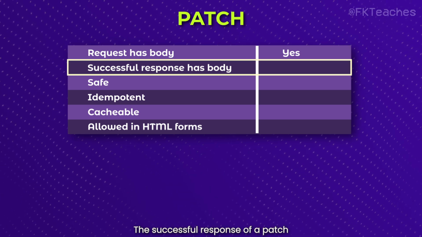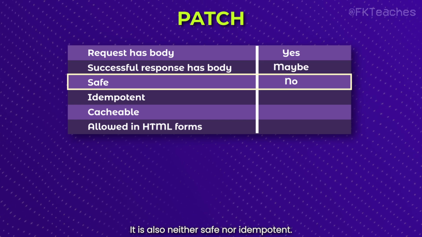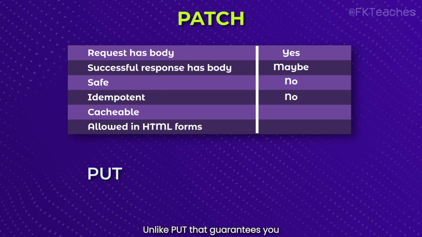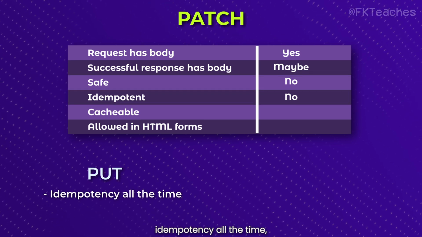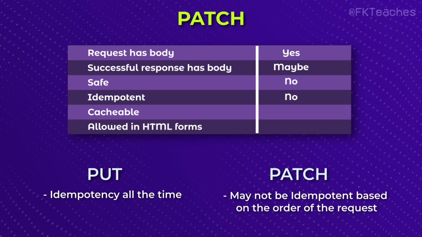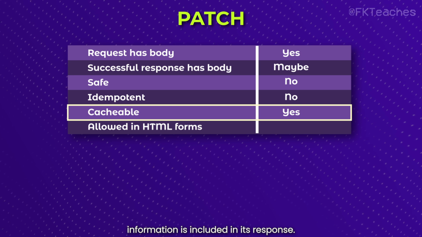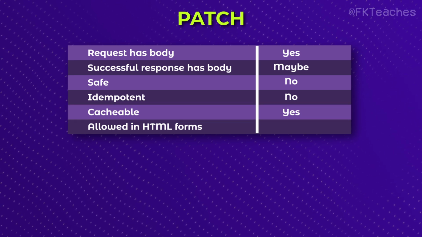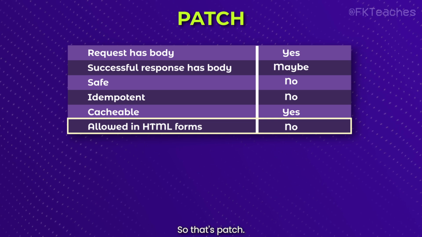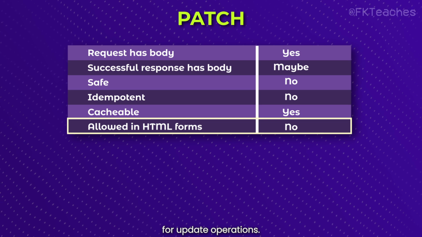The successful response of a patch request may or may not have a body. It is also neither safe nor idempotent. Unlike put that guarantees you idempotency all the time, patch may not be idempotent based on the order of the request. It is cacheable if only freshness information is included in its response, and it cannot be used in an HTML form. So that's patch, another handy method for update operations.